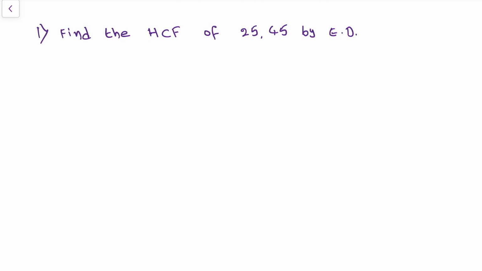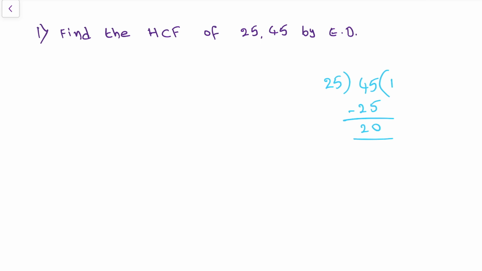Find the HCF of 25 and 45 by ED. ED is nothing but Euclid's division, also called Euclid's division lemma or simply the division algorithm. First take the given two numbers and do normal division, 25 and 45. 25 ones are 25. 45 minus 25 is 20.